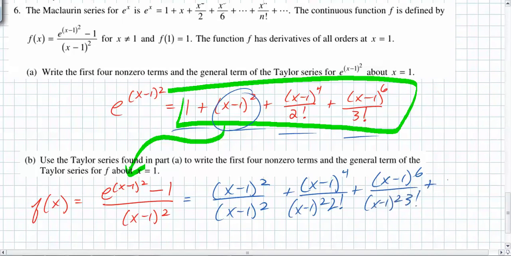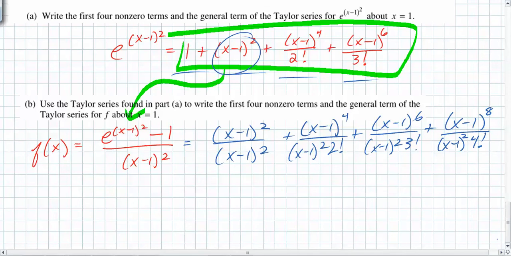And what would the next one be? Wouldn't the first one be 0? It's the first 4 non-zero terms, so we're dropping it. Oh, the first 4 non-zero. Here's an infinite number of 0 terms. It's okay. 4 factorial. It's okay. So what does this turn into?